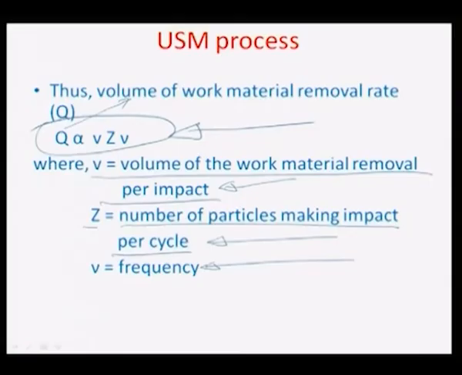Now let us look into the various terms here, like V, Z, nu, and try to derive at least an order of magnitude equation for different terms concerned in the USM process, like for example the grain diameter or the diameter of the impact, and arrive at this MRR to give us an estimate of at least the order of magnitude of the various parameters involved in the USM process.